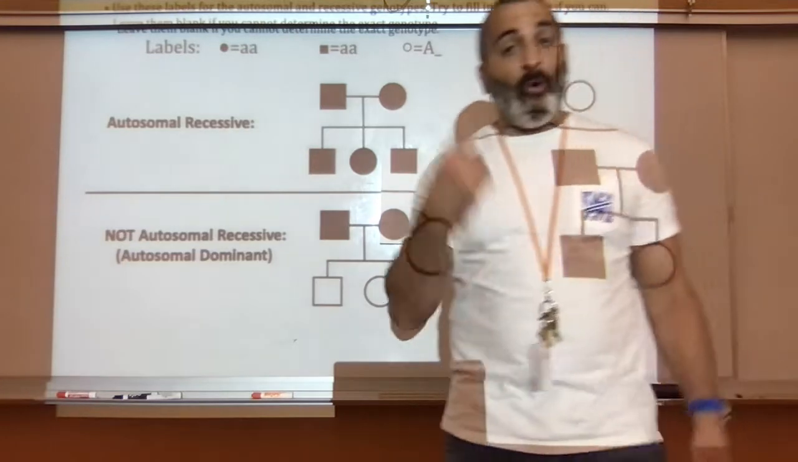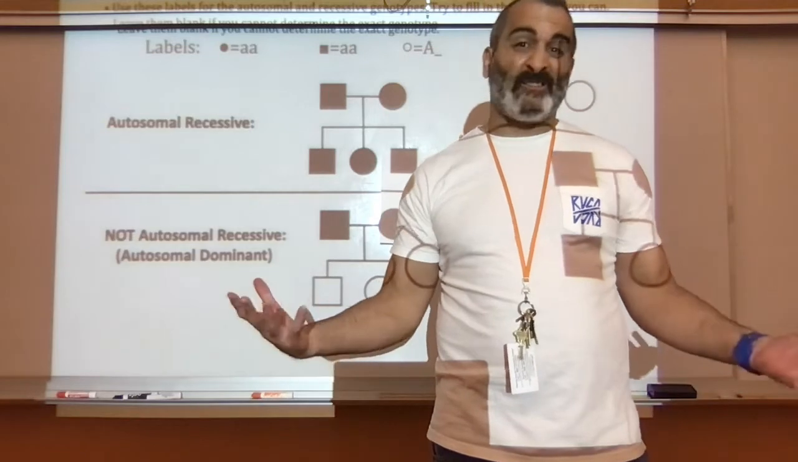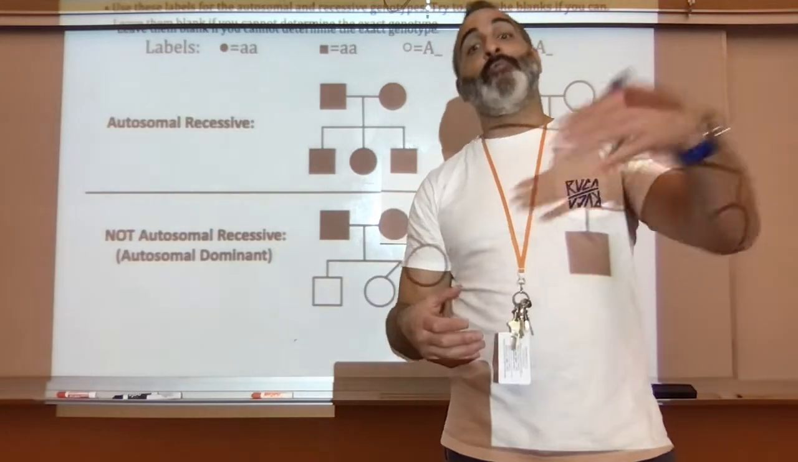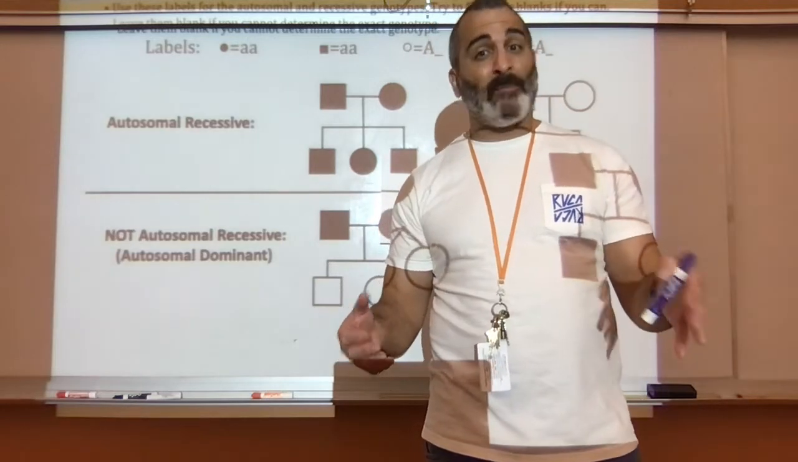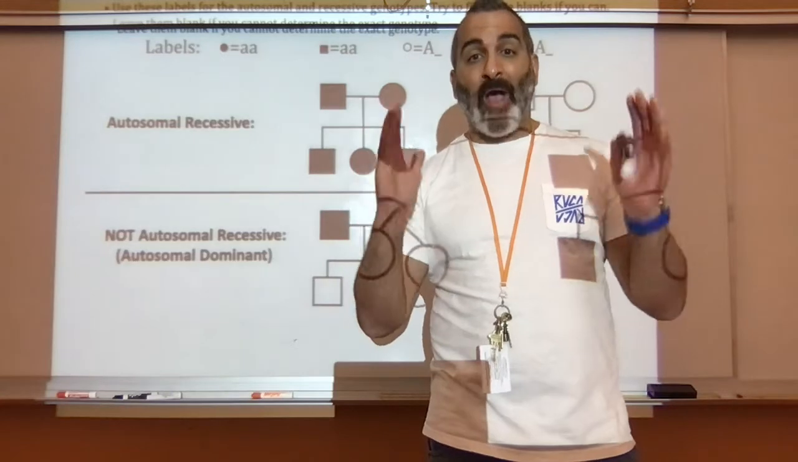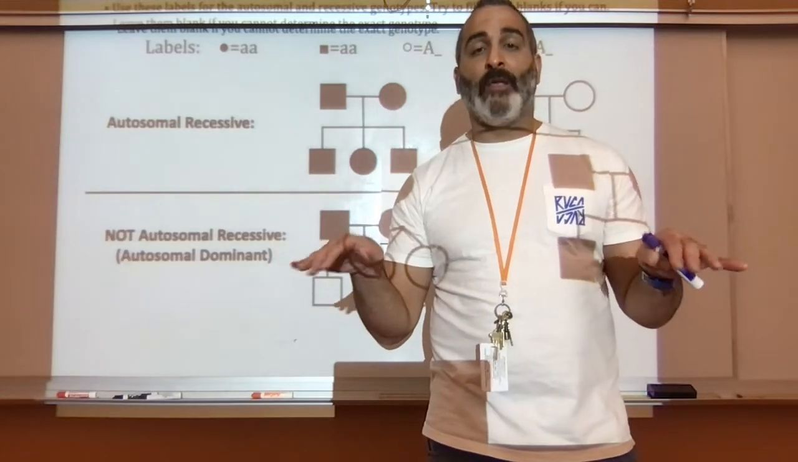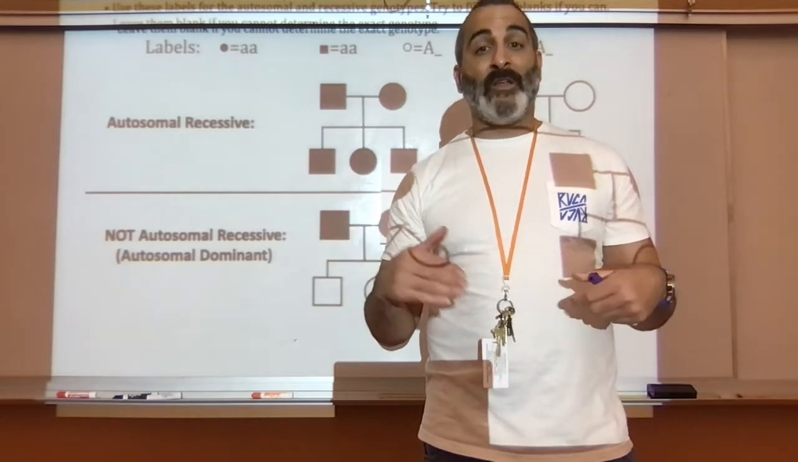First off, you always start with sex-linked. You check sex-linked first, and then if it's not sex-linked, you move on to number two. Two is autosomal recessive. I keep repeating myself because this is the important factor. You have to prove sex-linked isn't in play in order to go on to autosomal recessive.